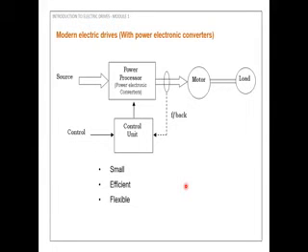So if the gate signal is varied by means of this control unit, the voltage generated by the power electronic converter, that is the rectifier, is improved. Therefore, the speed of the motor can be improved. So by this method, you can easily control the speed of the motor. So this is the basic structure of a modern electric drive.